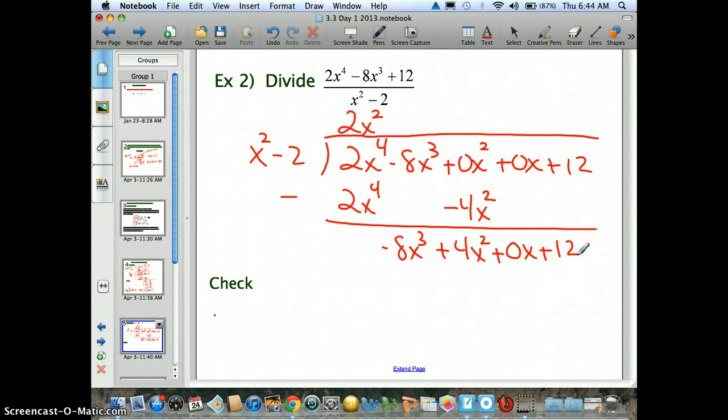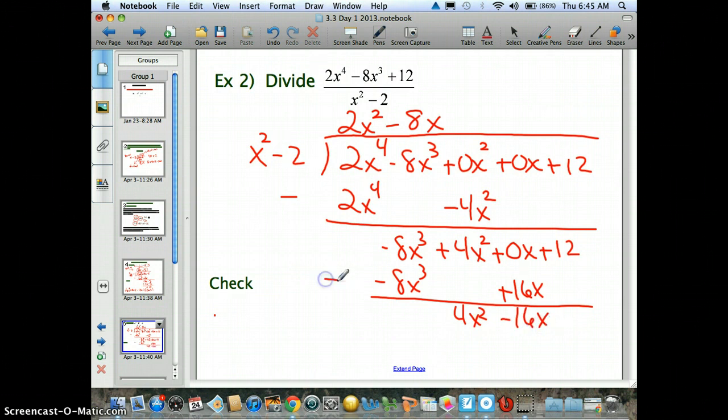Repeat the process till we can't anymore. So then we're going to take this x squared. We need to multiply that by a negative 8x to get the negative 8x cubed. So that's negative 8x next, right? And then when we take negative 8x times x squared, we get negative 8x cubed. And then negative 8x times negative 2 is a positive 16x. So remember, we have to collect that over our like term, so that's the plus 16x here. And then, of course, we do subtract. Bringing our terms down again, we're going to bring down the 4x squared. Then we have, remember, this is a subtraction, so we have a minus 16x. We're subtracting this row, and then bring down the plus 12.